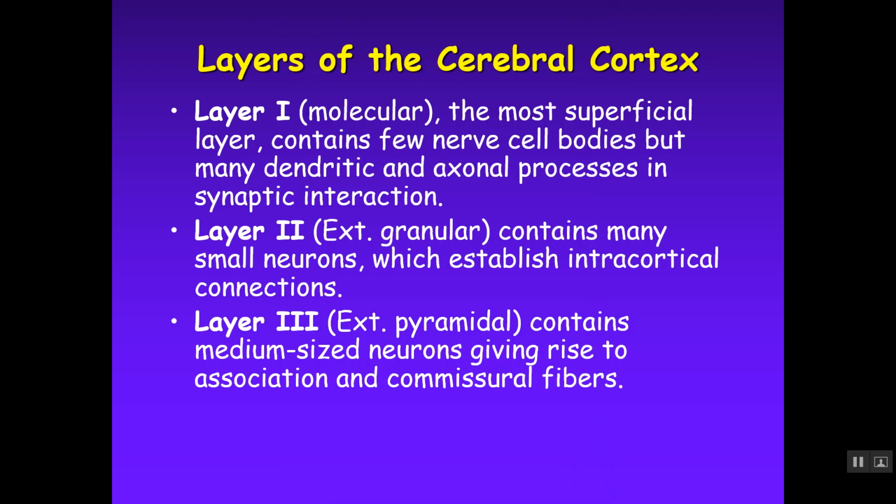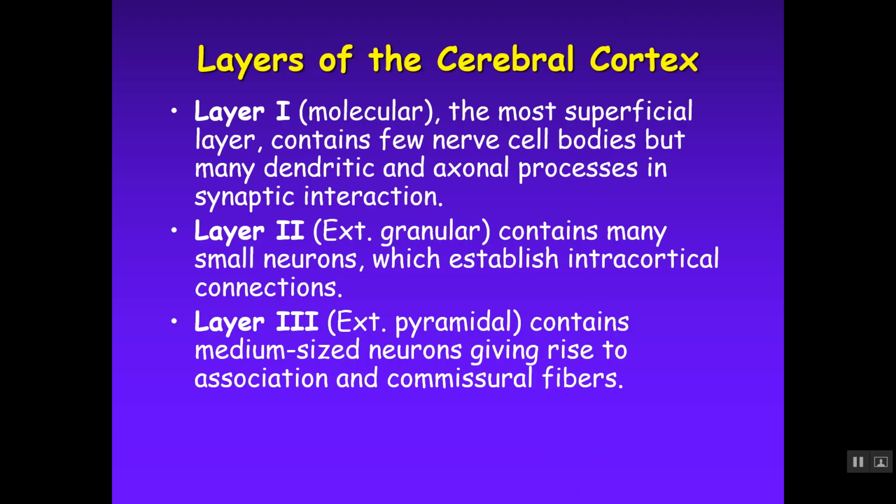So, layers of the cerebral cortex. Layer 1 is called the molecular layer. The most superficial layer contains actually few nerve cells, but many dendrites and axonal processes for synaptic interaction. So you see how this is much lighter in color? Well, here's all these cell bodies. They're projecting up a lot of dendrites and axons into this region, and there's a lot of talk going on up there, a lot of overlap of those dendrites that are allowing for communication and integration of information.